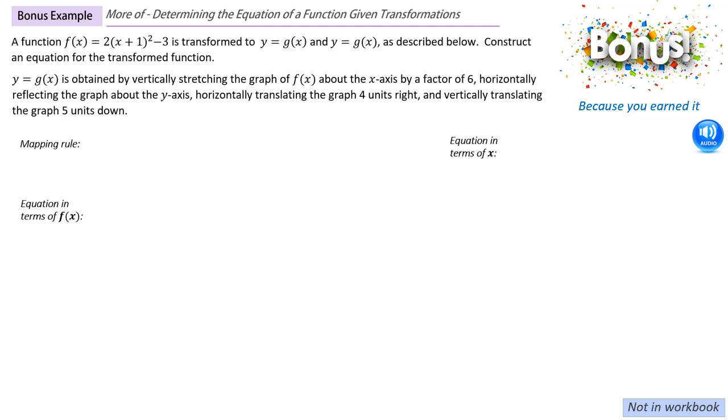So f of x is defined as 2 times (x plus 1) squared minus 3. We are going to construct a transformed function by stretching vertically about the x-axis by a factor of 6, reflecting in the y-axis, translating 4 units right and 5 units down. We'll start by writing this as a mapping rule. Our vertical stretch by a factor of 6, our reflection in the y-axis, the negative sign, our shift 4 right and 5 down.